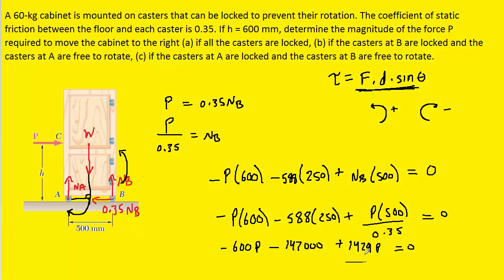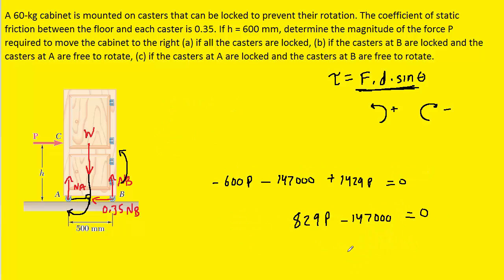We can combine the P terms. We'll add the 147,000 over to the other side and then divide by 829, and we should get about 177 newtons for the value of the pushing force. This is the correct answer to part B.